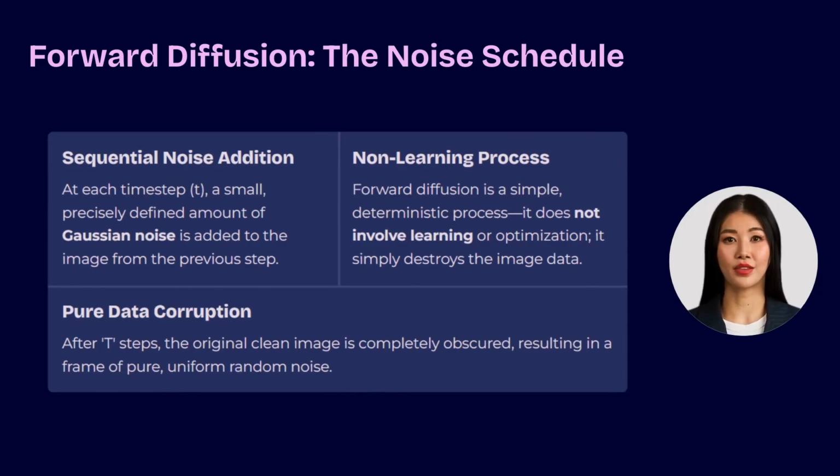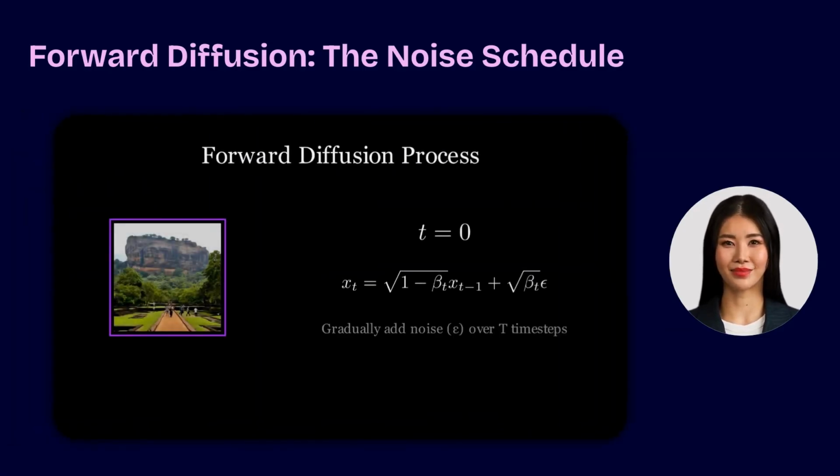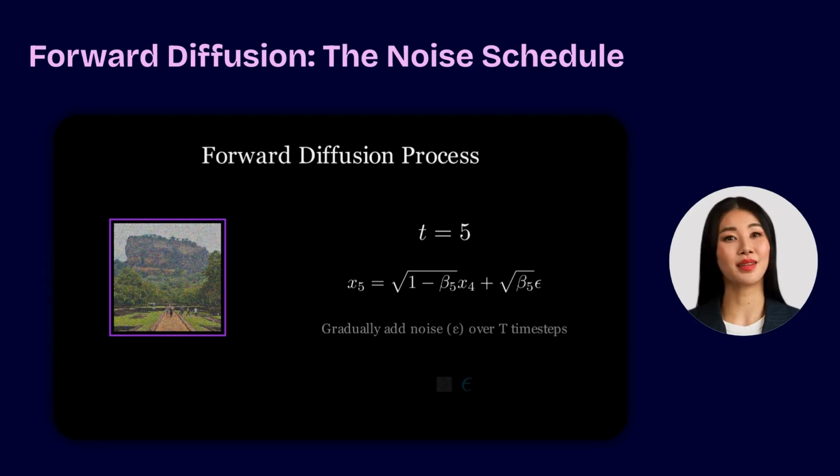For the model to learn how to remove noise, we first have to show it what noisy images look like. We start with a clean image from our training data. In a series of steps, we gradually add a small amount of Gaussian noise. The amount of noise added at each step is controlled by a noise schedule. We repeat this process hundreds or even 1,000 times until the original image is completely transformed into pure random noise.